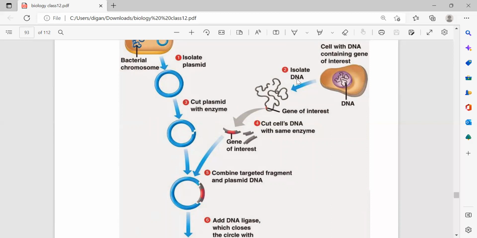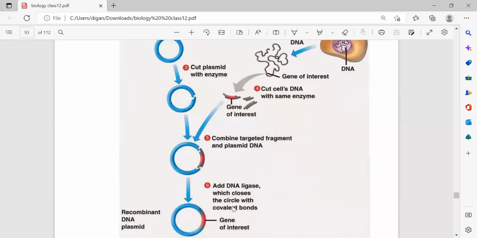Then first this DNA is isolated. Then the DNA is segmented into different parts with the help of molecular scissor, cutting the DNA with the same enzyme. And then this red portion is the gene of interest. This portion is separated and combined with the target plasmid.